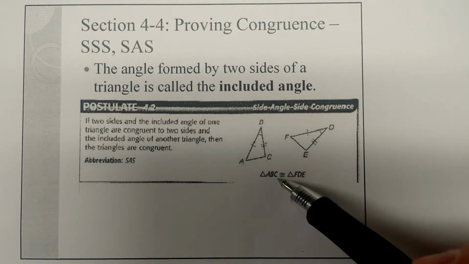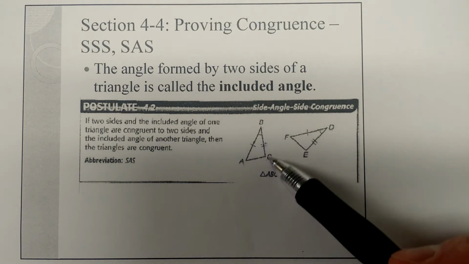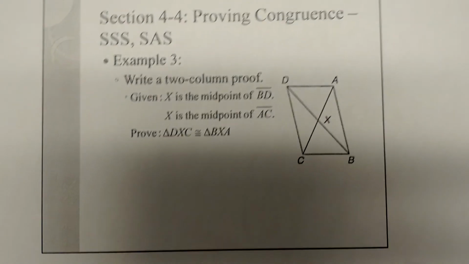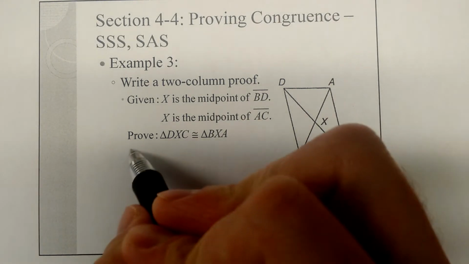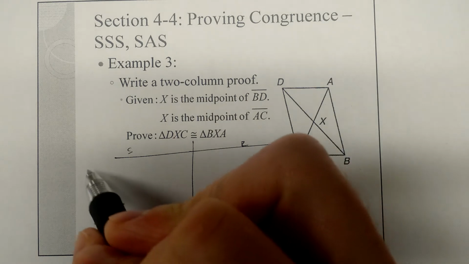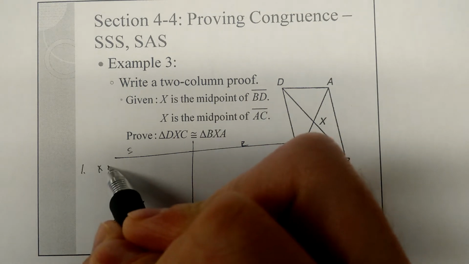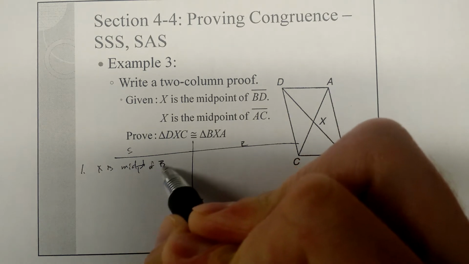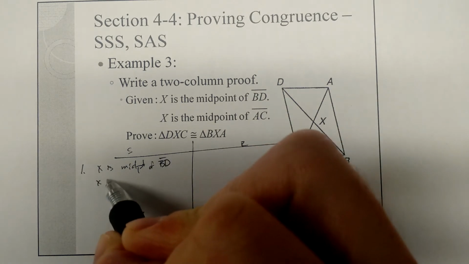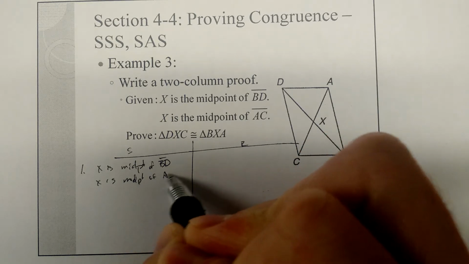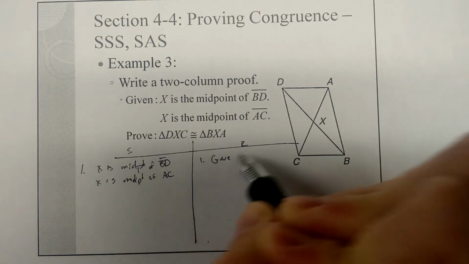So same thing here, pay attention to the order you name the letters. ABC is FDE. So the order matters. Okay, and last one here, write a two-column proof. So statements, reasons. So always start with the given. So 1, X is the midpoint of BD, X is the midpoint of AC, given.